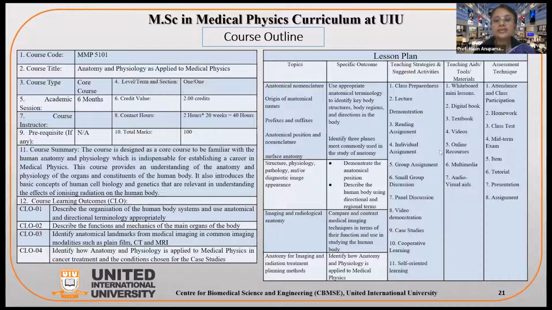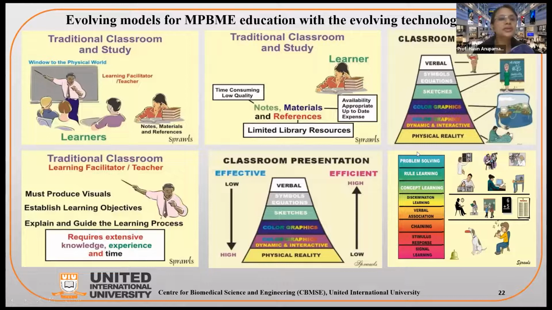So here is the table we can give for all courses. Maybe it is 5 courses; if it's 5 courses, we have to give the lesson plan. Here you see the traditional class study: teachers just reading, with note materials, limited library sources. It is time consuming and low quality. So what do we need? We need effective and efficient learning.